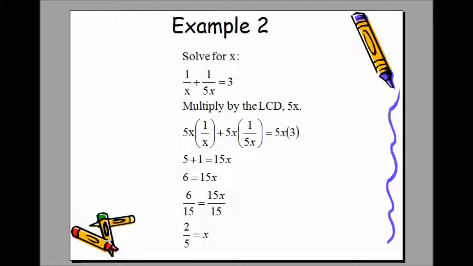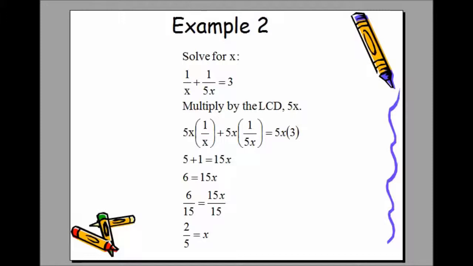Here's example 2. Solve for x. 1 over x plus 1 over 5x equals 3. Multiply by the LCD, which is 5x. Doing this, we have 5x times 1 over x plus 5x times 1 over 5x equals 5x times 3. In the expression on the left, 5x times 1 over x, the x's cancel and we're left with 5. 5x times 1 over 5x leaves 1 because the 5x in the numerator cancels with the 5x in the denominator. On the right side of the equal sign, we have 15x.